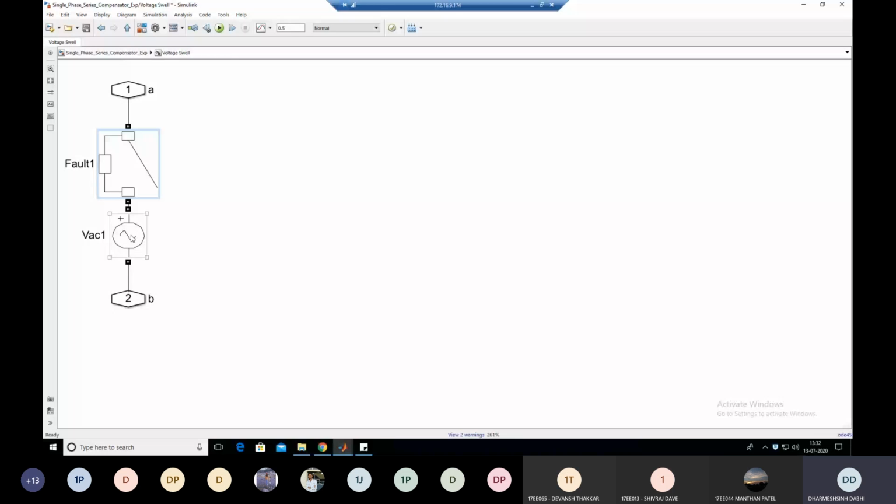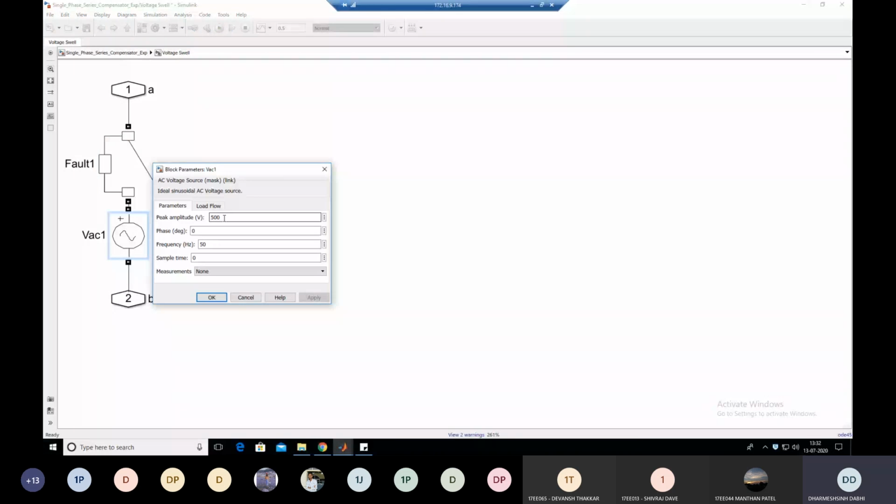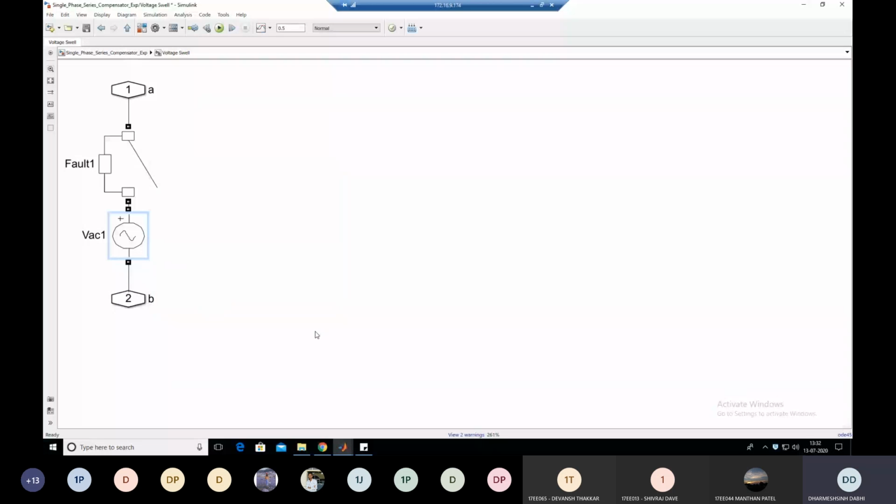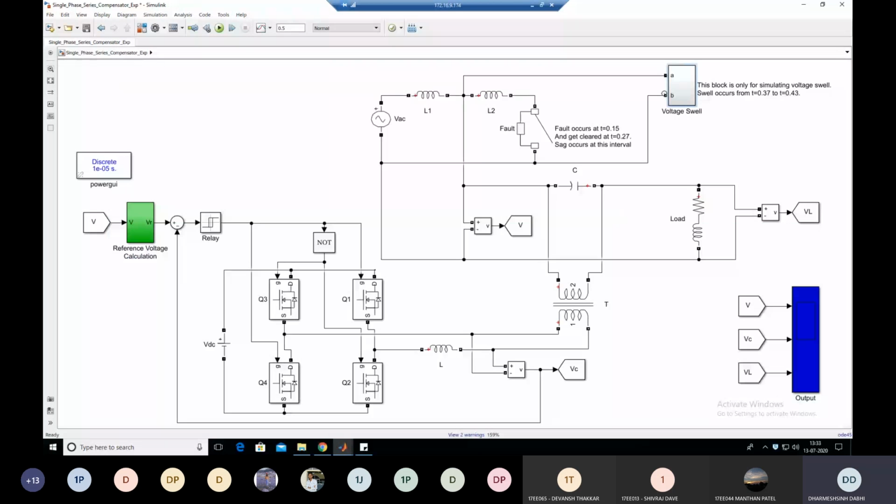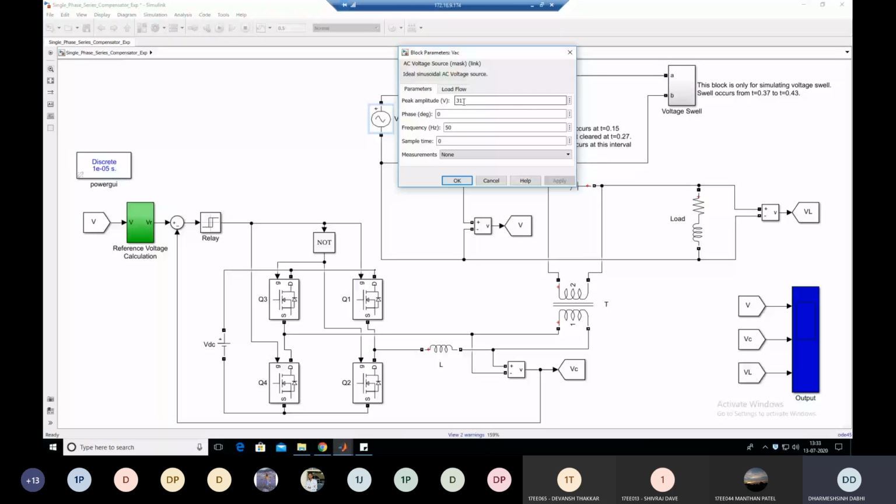source. See what is the magnitude of this AC source. This is 500 volt. Clear? The peak value of this AC source is 500. Now let's see the main circuit diagram. Here our actual supply voltage is how much? 311 volt, 311 volt. This is a peak value.